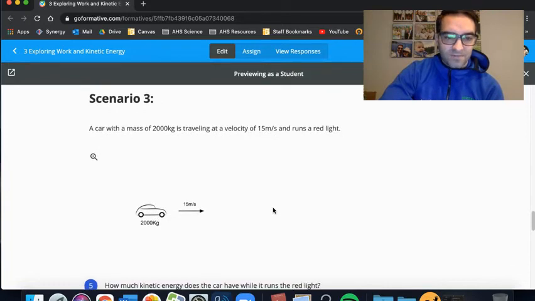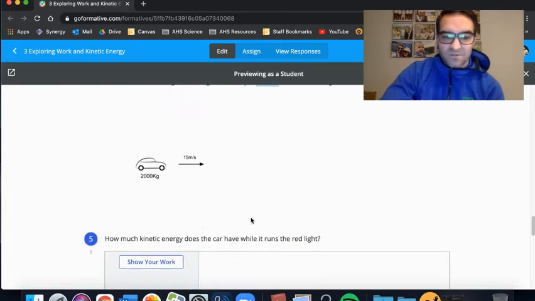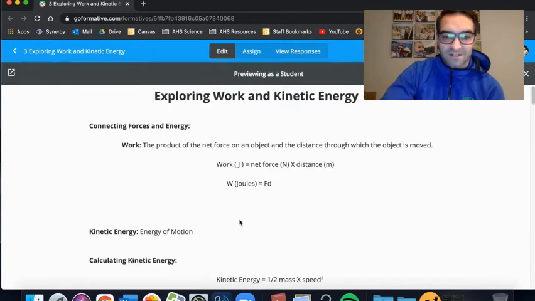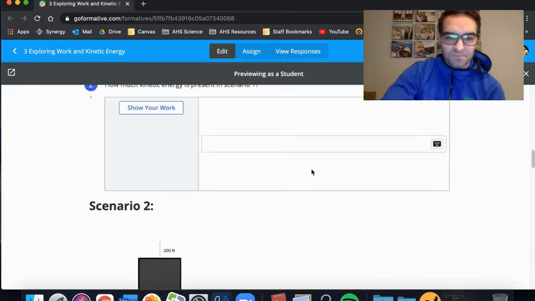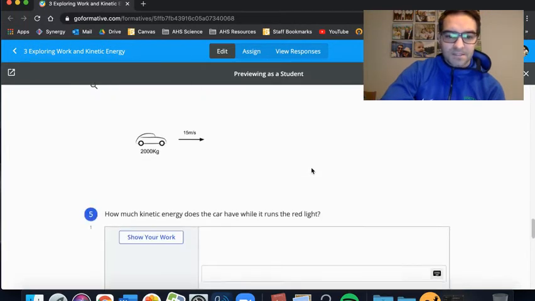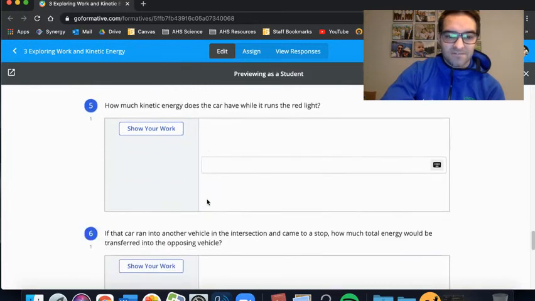Scenario three, here we are. A car with a mass of 2,000 kilograms is traveling at a velocity of 15 meters per second and runs a red light. How much kinetic energy does the car have while it runs the red light? You're going to want to look up at our kinetic energy calculation with mass and speed. Don't forget to square it, okay? So that'll give us here.